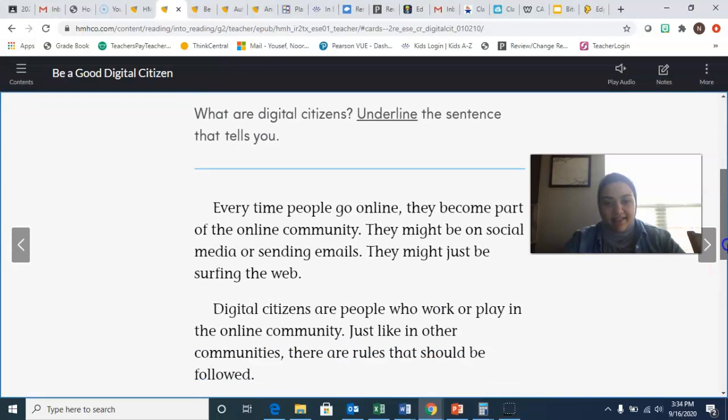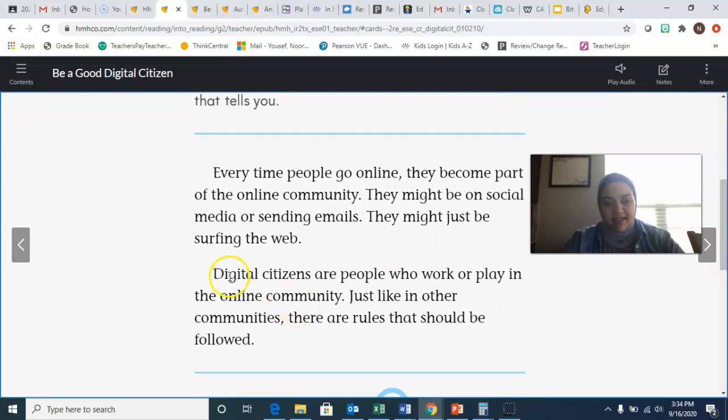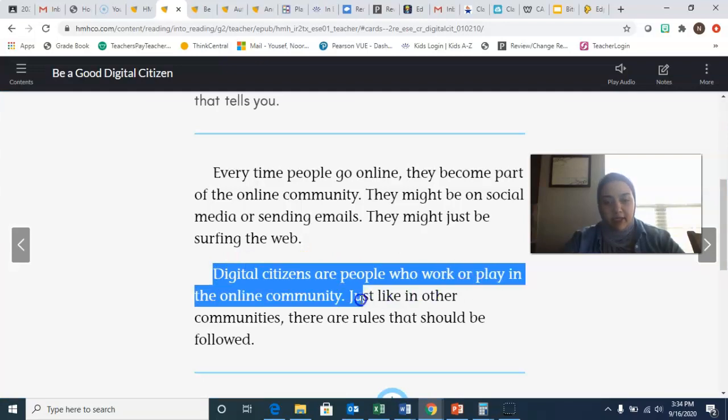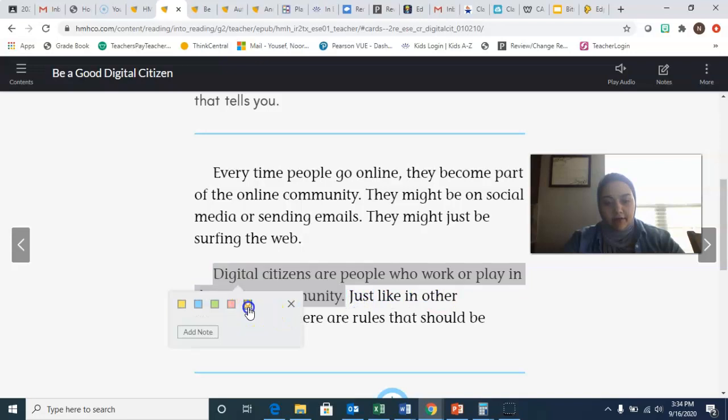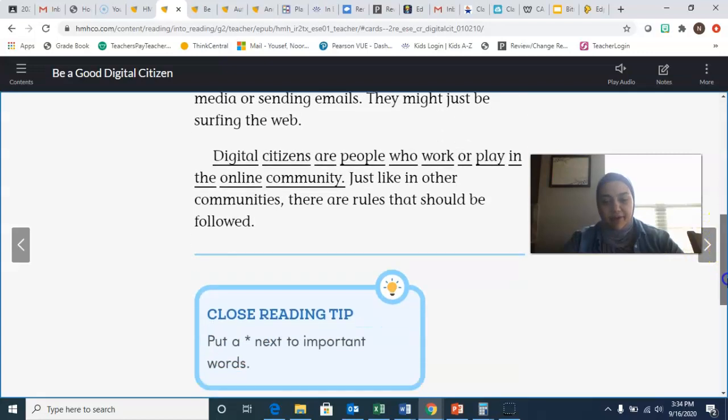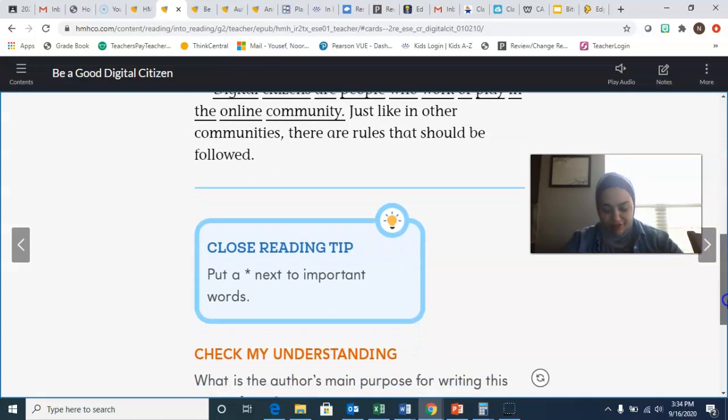So it says underline a sentence that tells you what a digital citizen is. It says here, digital citizens are people who work or play in the online community. So underline that. Just like in other communities, there are rules that should be followed. So in a digital community, there's rules that should be followed as well. All right, let's keep going.